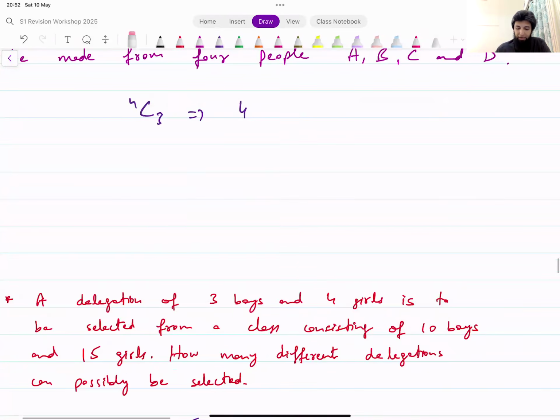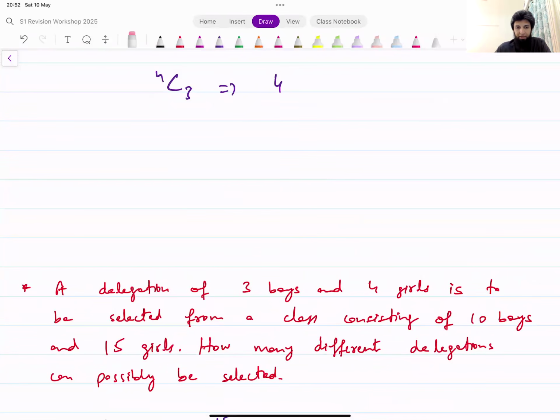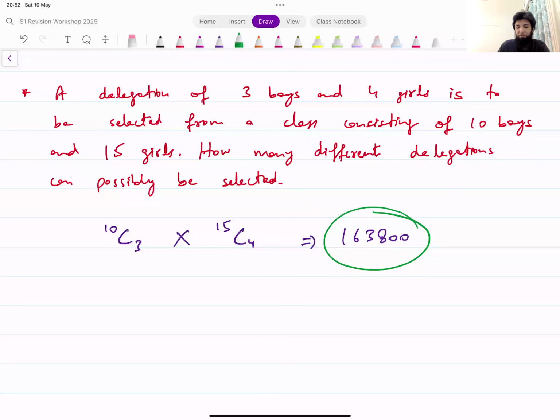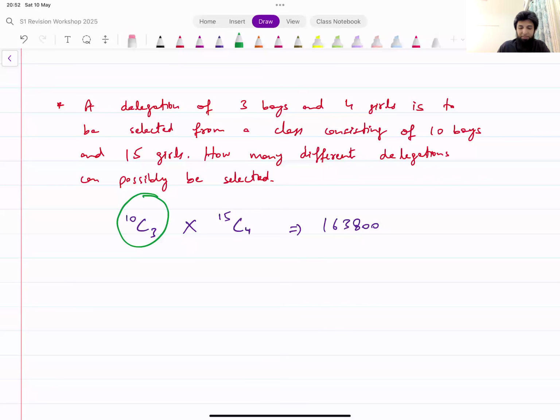Now, if it says a delegation of 3 boys and 4 girls is to be selected from a class consisting of 10 boys and 15 girls, how many different delegations can possibly be selected? Again, we're talking about selections, that's combinations. We want 3 boys out of how many boys? Out of 10 boys, so that will be 10C3. 4 girls out of 15 girls, that's 15C4. So this turns out to be 10C3 times 15C4. Multiply these two and that gives you the result. That's 163,800. Select 3 out of 10 boys and select 4 out of 15 girls. You multiply both of them.